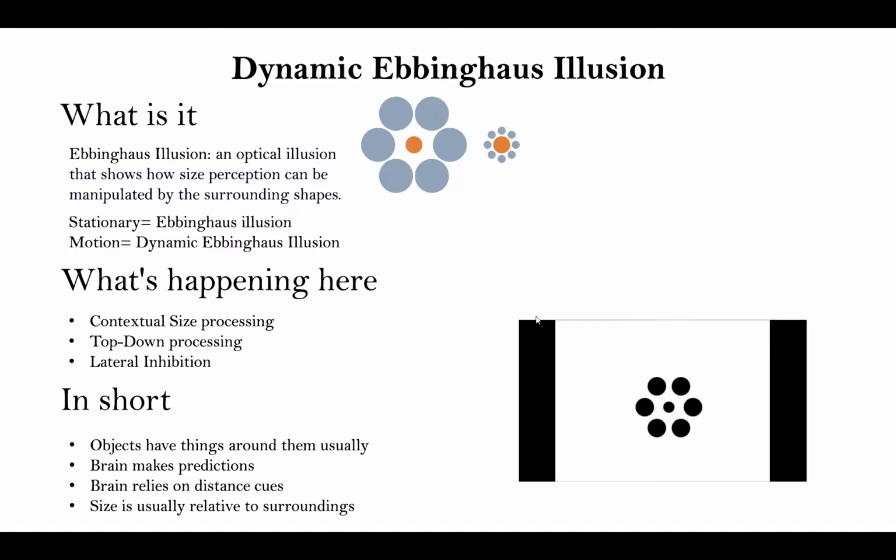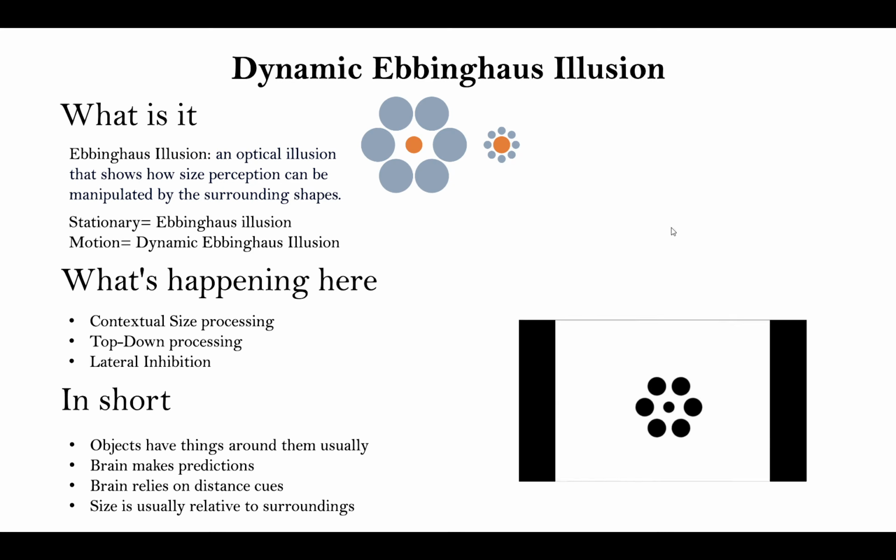Looking at this, say the circles are growing larger, and that's going to activate receptor cells looking at the large circles, and it's going to inhibit its neighbors looking at the center. And vice versa, like I said, when the circles on the outside are growing smaller, then it's going to activate the receptor cells looking at the center because it looks like it's getting larger.